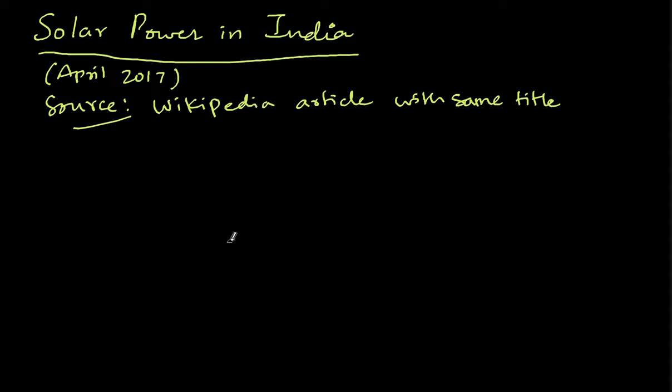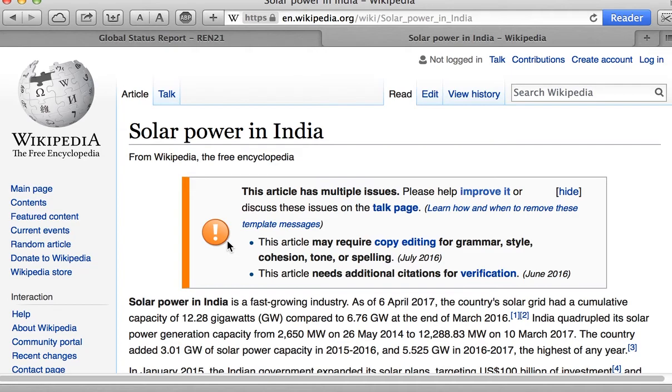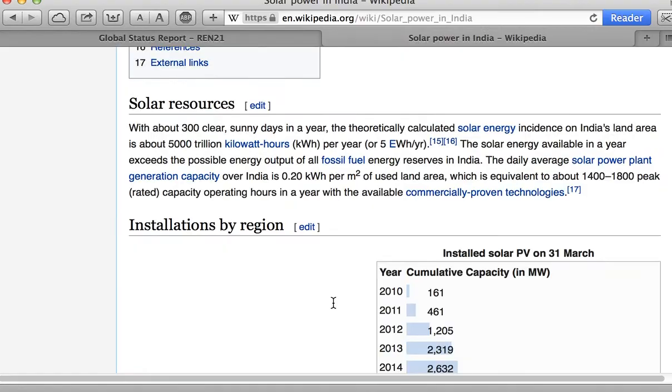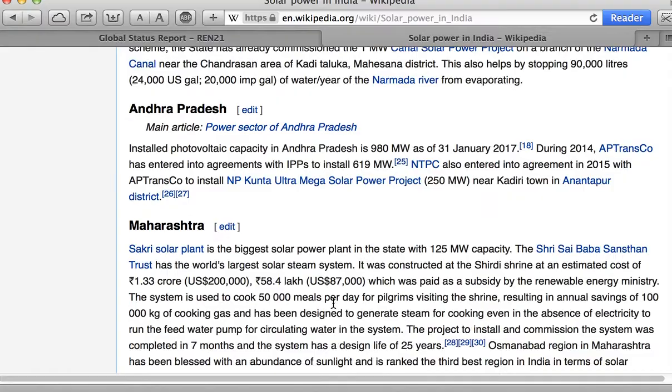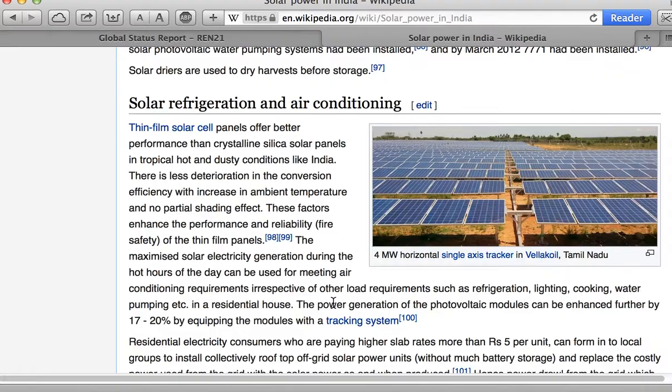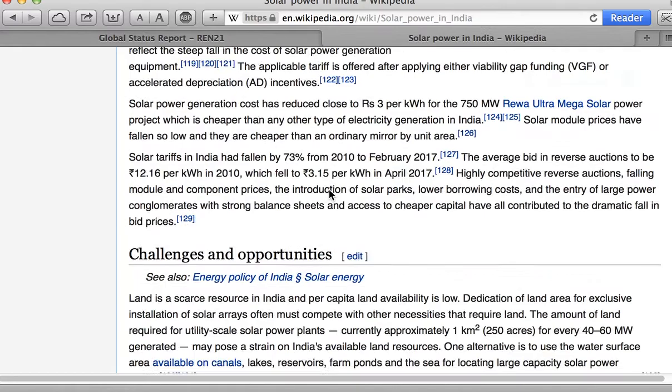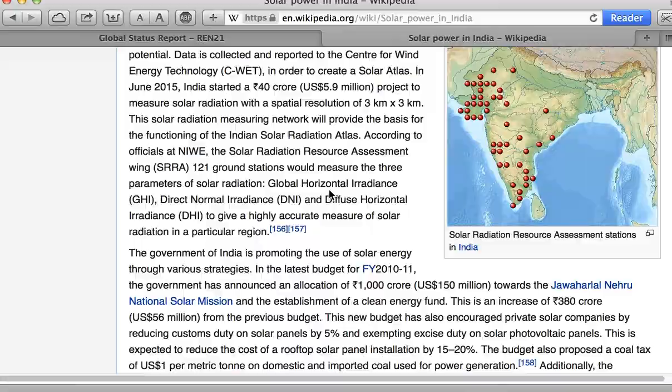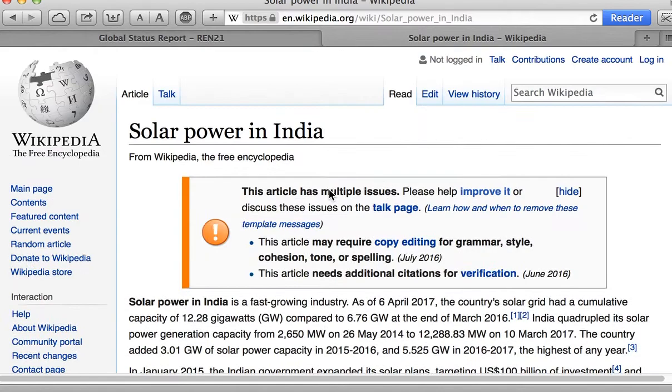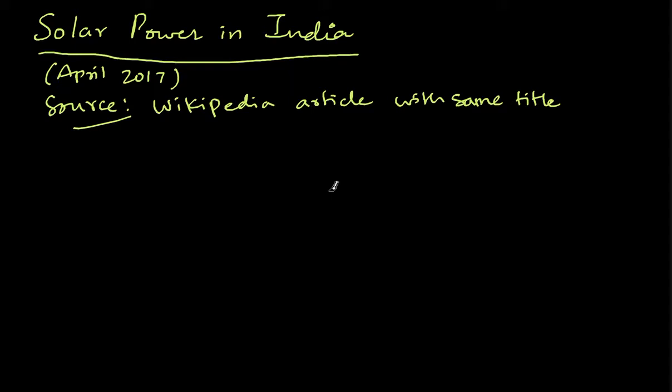So this is the Wikipedia article, and it has a lot of information pertaining to solar power in India. Since there is so much information in this, I have just highlighted some of the main points and I am trying to cover those. But anyway, you are free to visit this page, whatever country you are coming from. So let's get started.